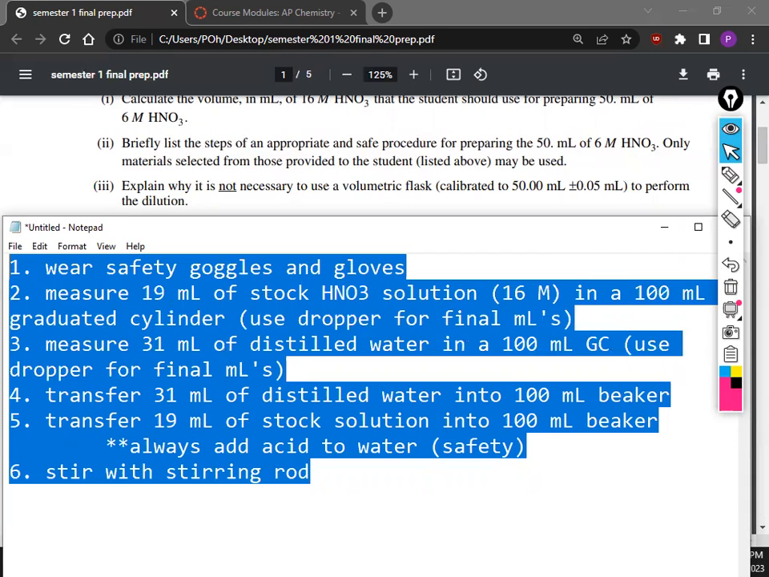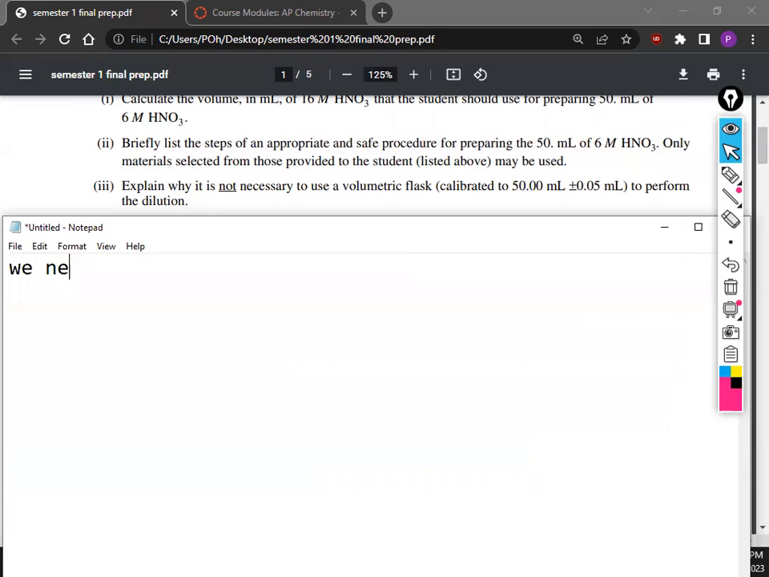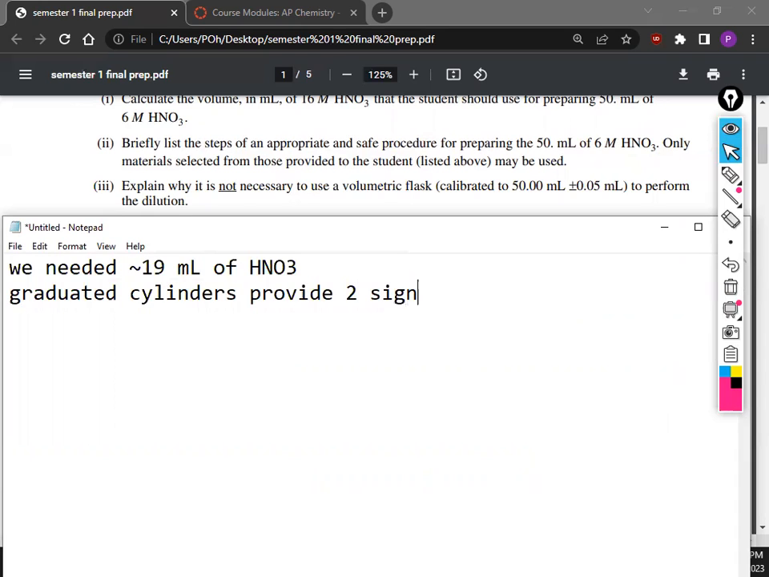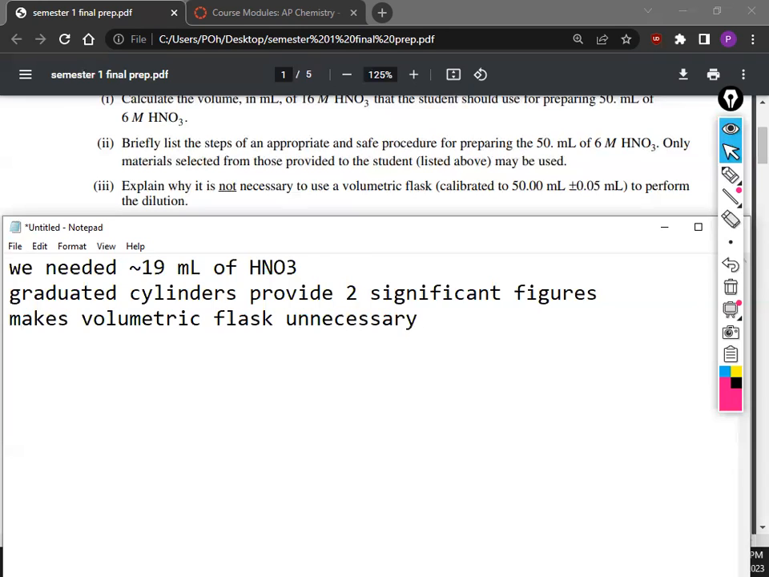The reason we don't need a volumetric flask is: how much stock solution do we need? We needed around 19 milliliters of HNO3. It was 18.75, rounded up to 19. And then we can say something like graduated cylinders provide two significant figures, and that makes a volumetric flask unnecessary. We mentioned that we rounded up to the next number for the actual solution. You don't have to; you can just write that we only needed two significant figures. That's fine.